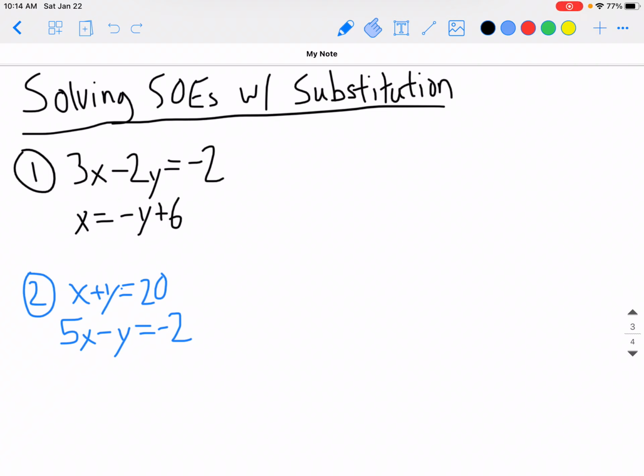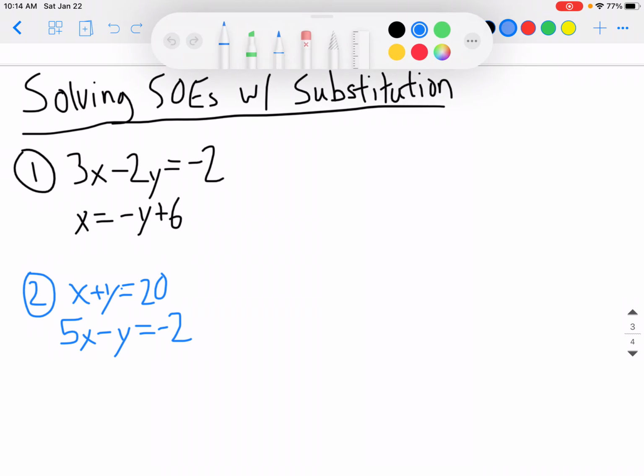Hello and welcome to this example video where we're going to look at solving systems of equations with the substitution method. So first, let's take a look at what we're going to do. I'm going to do this in pencil here. We'll do it in red. For number one, we have 3x minus 2y is equal to negative 2 and x equals negative y plus 6. Now what we're going to want to do is substitution.